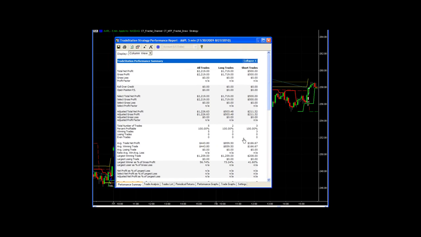So the results of those trades in that series, there were 5 trades, all of them were profitable. Just trading a 100-share block resulted in $2,219 in profit. So you can see the fractal channel is a great tool to utilize.